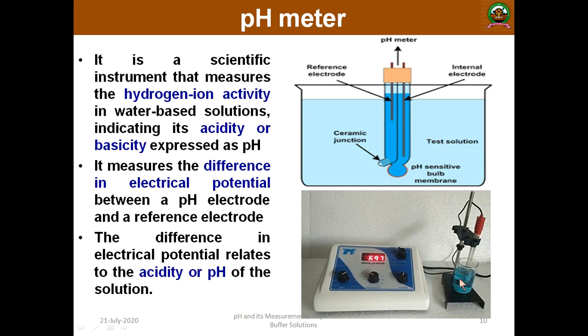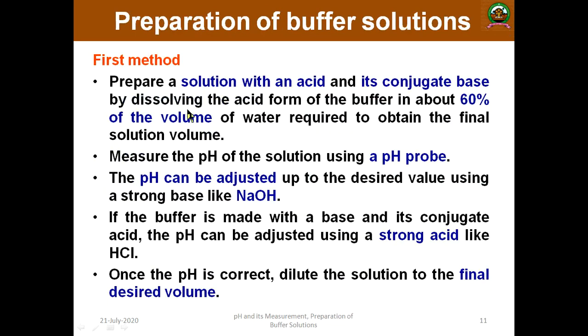Here you can see it is connected to a solution. It is just dipped, and when you dip it, immediately there is a circuit. There is a meter; here you can see a digital display showing the pH, and this is known as the pH meter. This is a digital device commonly used in a microbiology laboratory. These are the two important methods: one is the simple method using litmus pH filter paper, and the other is the pH meter.